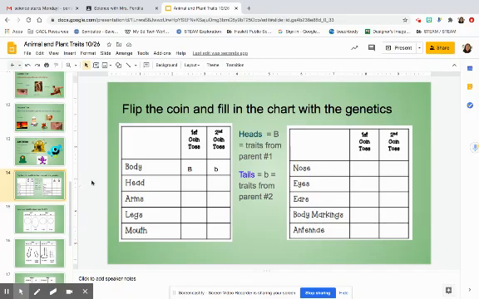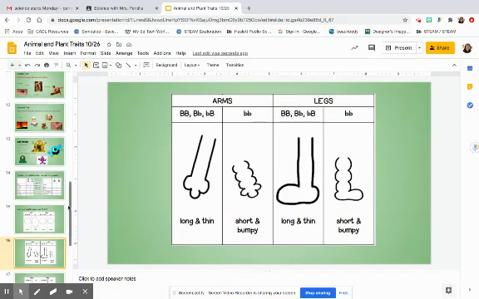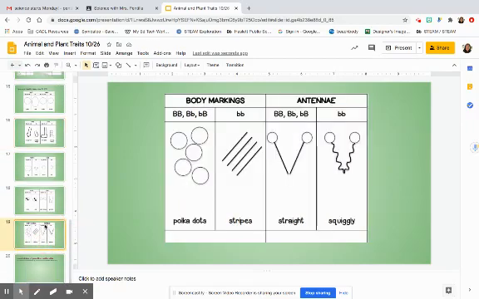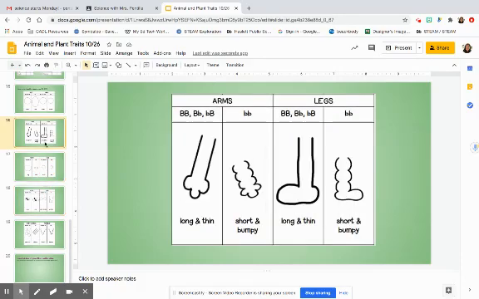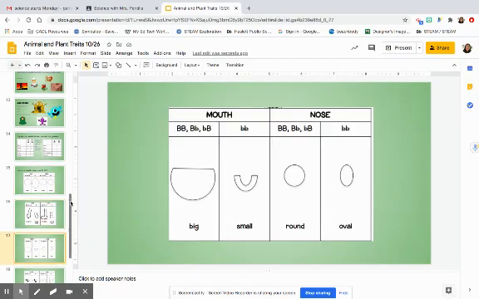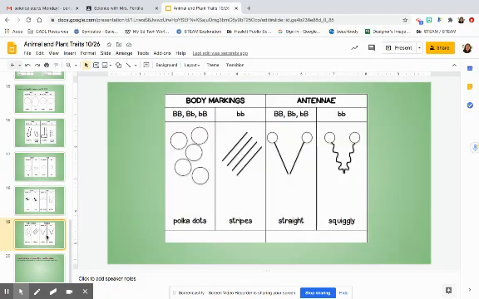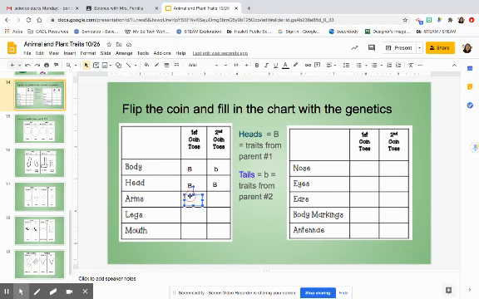Then I would flip a coin again. I got a heads again, so I get an uppercase B. I flip my coin again. I got another heads. So now I have an uppercase B again. So I've got uppercase B for the head. Well, those are arms and legs. So let's find my head. Where's my mouth, nose? Where is my head? I don't know where it went. I'll have to find it. Let's see. I'll keep going. I'll fix that when you get to it.